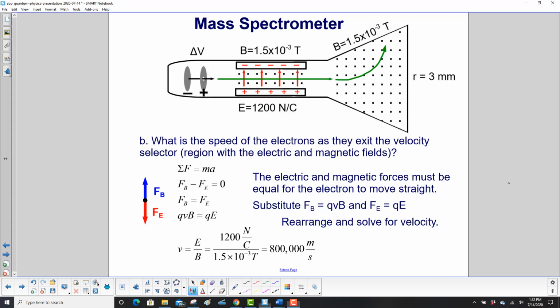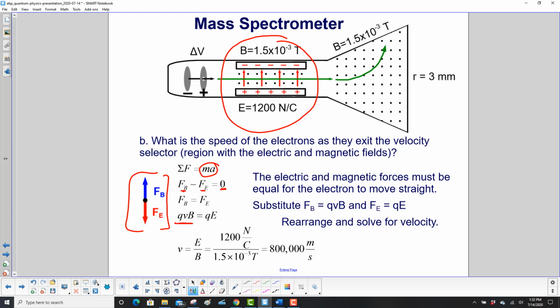What is the speed of the electrons as they exit the velocity selector? That's this thing here. Well, we've got our free body diagram here, and we know it's not moving in the up or down direction, so the acceleration in the up or down direction will be 0. So the magnetic force minus the electric force has to equal 0. Put the electric force on the other side. Substitute in our algebraic values.